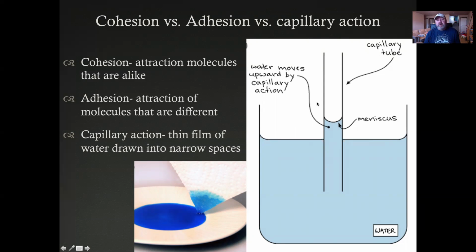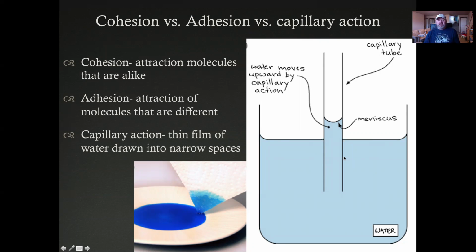We've talked about that especially when we're measuring using graduated cylinders. You always measure from the bottom of the meniscus, because water or whatever it is being pulled up the sides of the container because of adhesion. Capillary action is a little bit different.